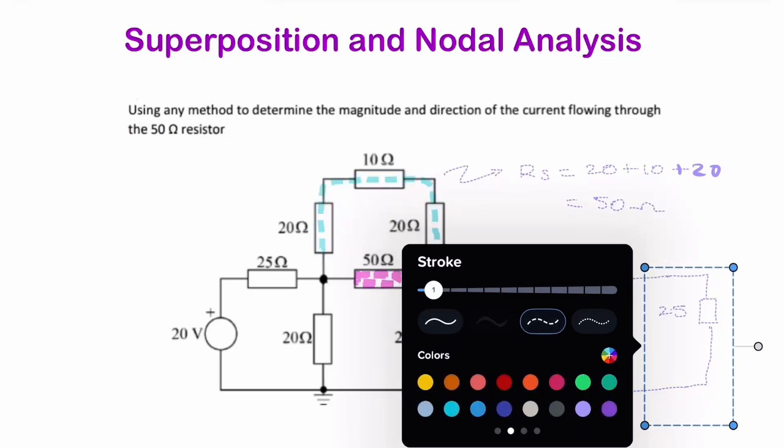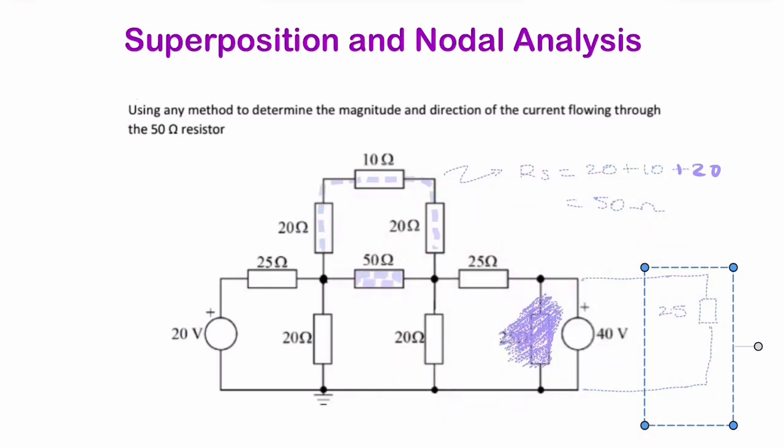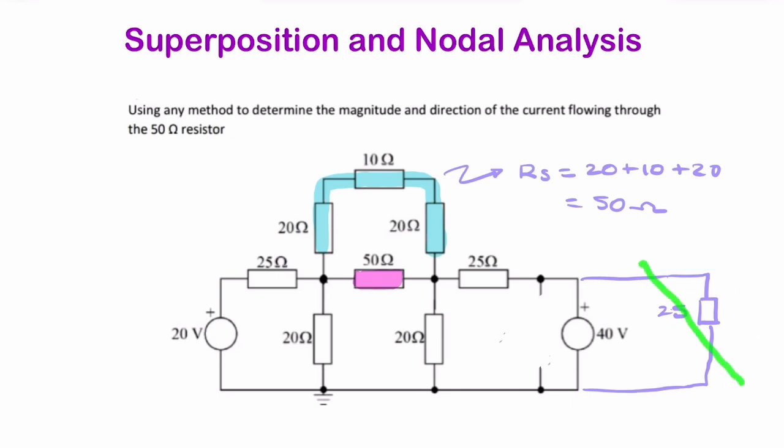And as I said, this 25 ohm resistance, we can ignore that as if it doesn't exist. It's there in the background. So ignore that. So this has no effect on the circuit. Just consider it a separate circuit.